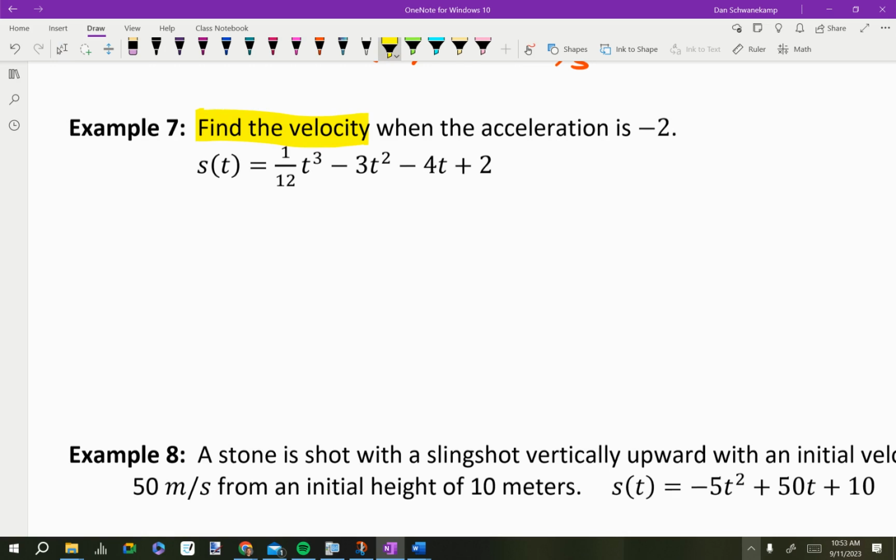Figure out what the velocity is when acceleration is negative 2. Take a second with your neighbor and just come up with a game plan. I can tell you what to do, but I want you to think about it for a second. Talk with your neighbor. What do you think you got to do here?